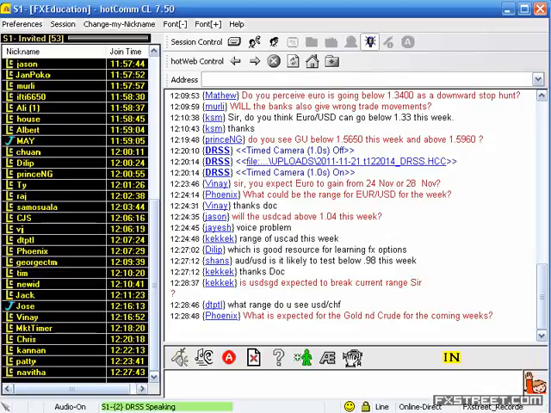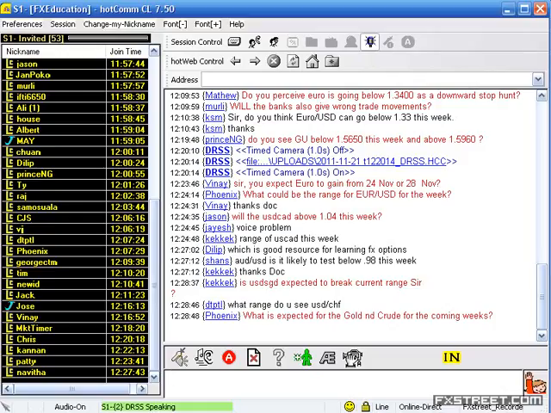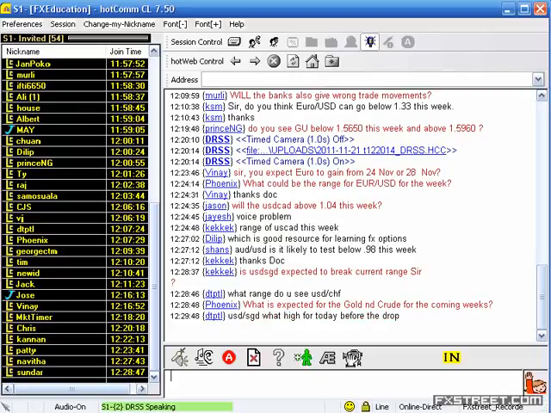Then GDPT asks, what range do you see for USD CHF? USD CHF from the 91, 92 area is expected to go to the 93, 95 areas soon. Then Phoenix asks, what is expected for gold and crude for the coming weeks? Gold and crude are expected to lose the levels slowly, while the stock market and spot currency markets gain levels. The commodities are coming for profit booking this week.